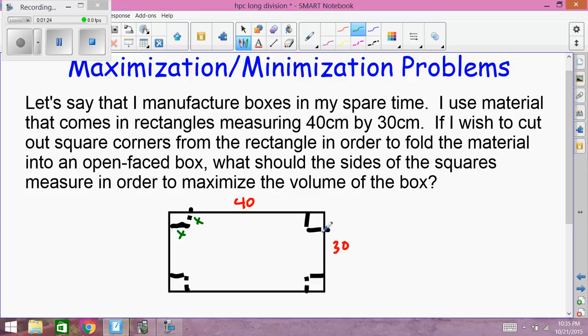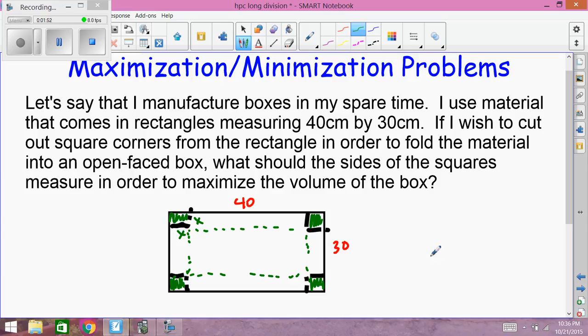And I cut these out, so then I could fold this side up. I could fold it along this crease here, and along each of the other creases, and I'd have a little open-faced box. Okay? So this corner will be gone, and that will be gone. So I'm cutting them out, and that will be gone, and that will be gone.